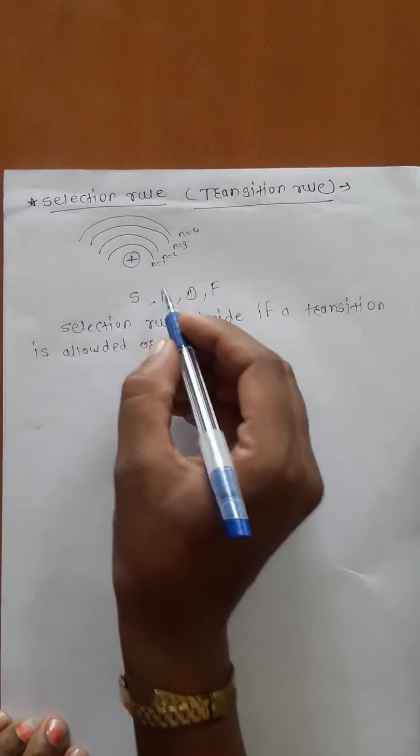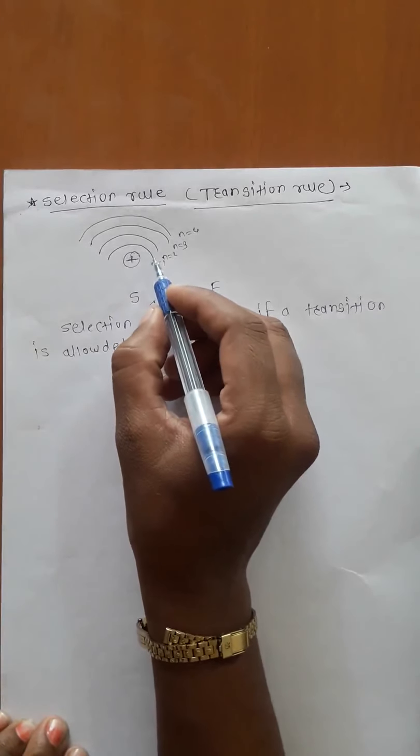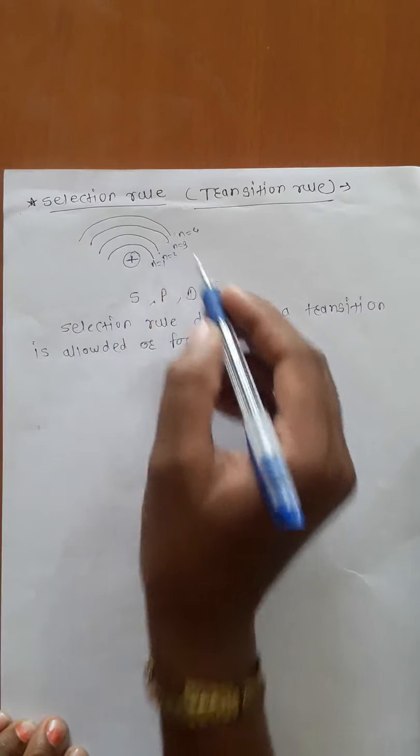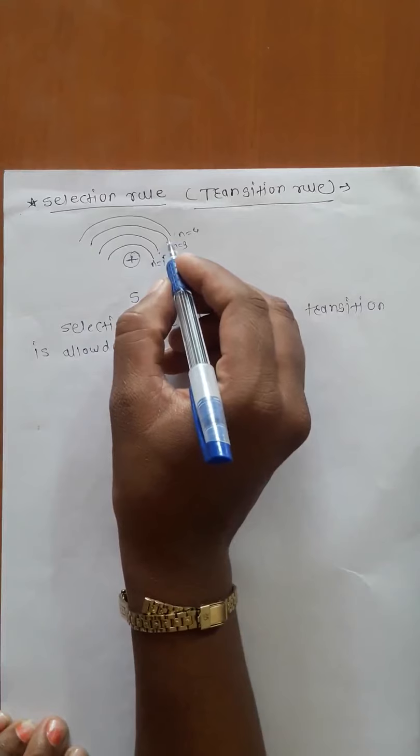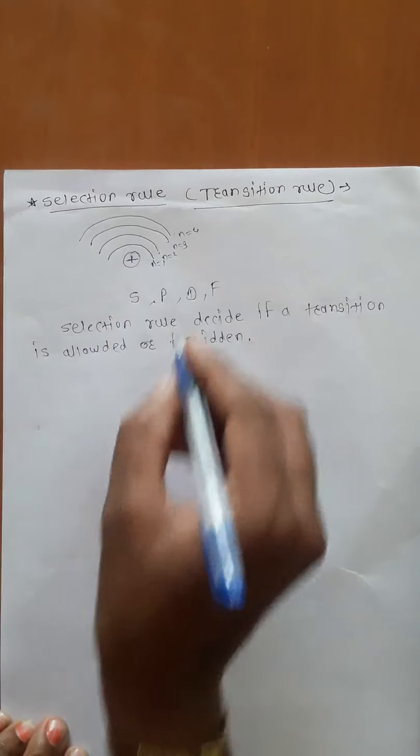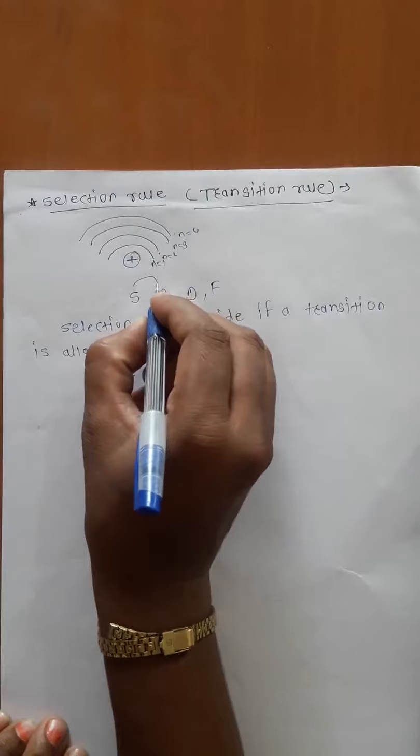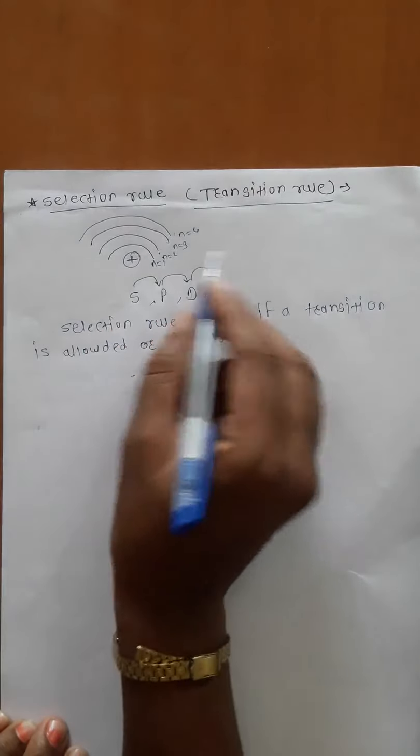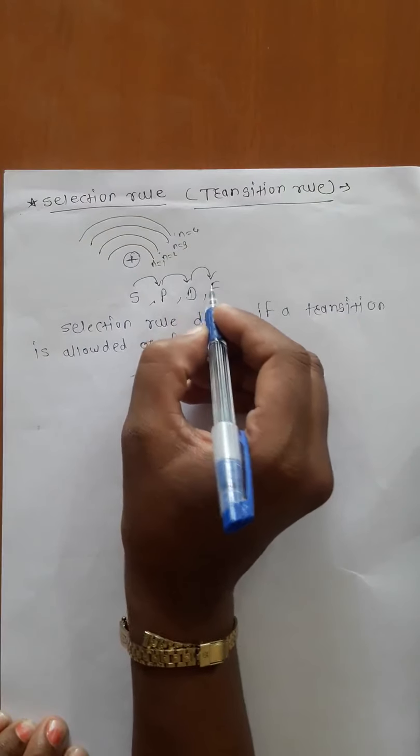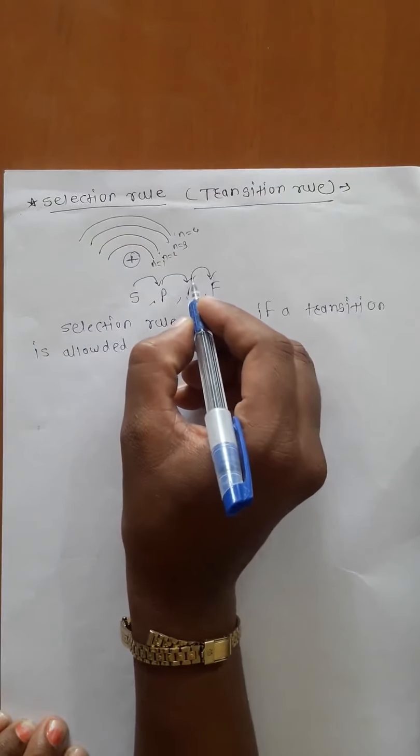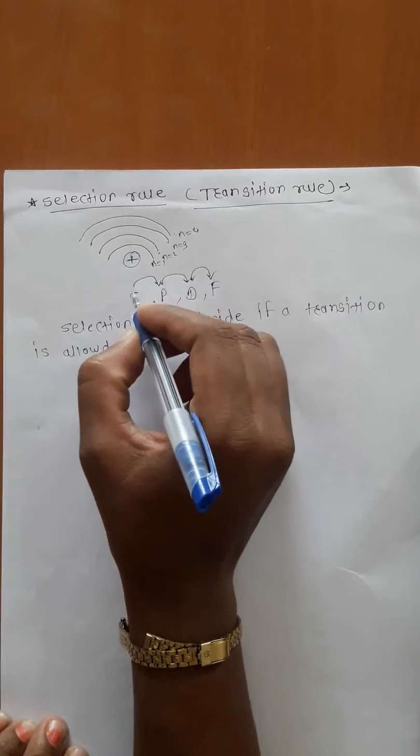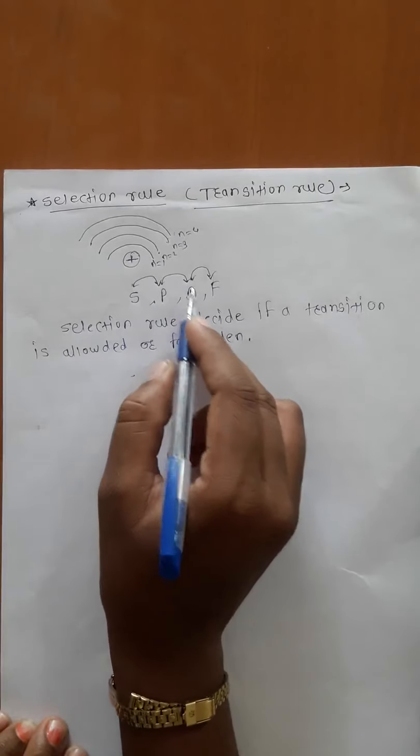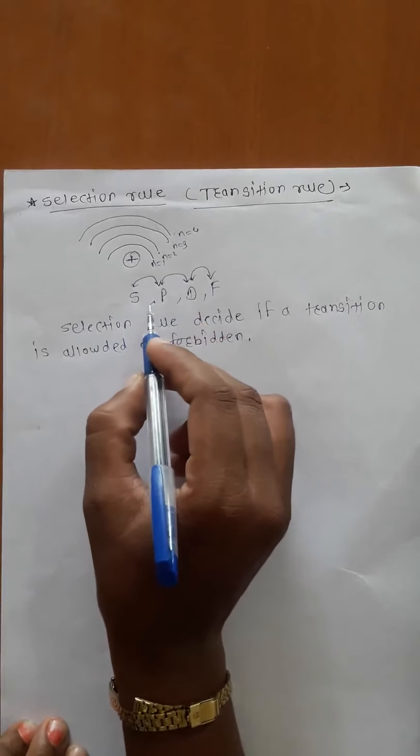In this case, the electron transits from S state to P state, P to D, D to F, or F to D, D to P. Electron transits from S to P state, P to D state or D to F state. Again in reverse, the electron transits from F to D state, D to P state or P to S state. These transitions between electron orbits are governed by the selection rule.